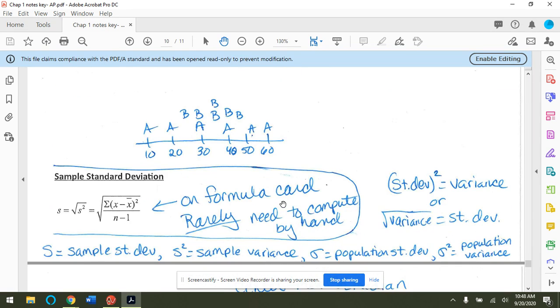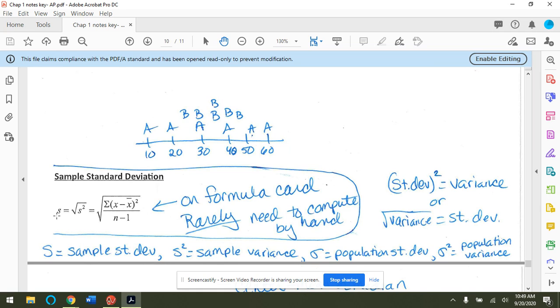How we come up with this, now we're getting into formulas. This is on your formula card, but you rarely need to compute this by hand. You would take each data point, x, subtract the x bar, the average, square that answer, and add up that for all of the data points. So like in this problem, you had 6 data points for A, so you do this x minus x bar squared for all 6 points, add up all of those, and then divide it by 6 minus 1.